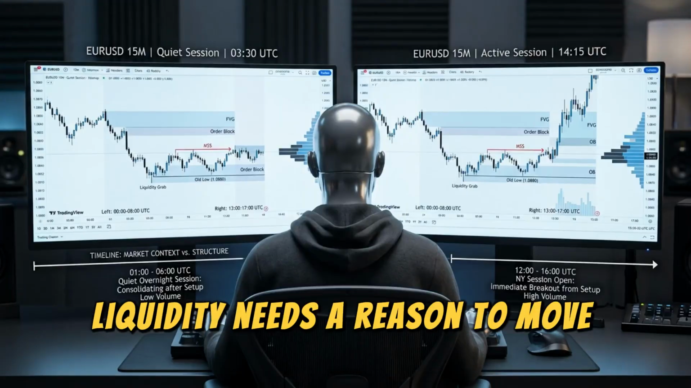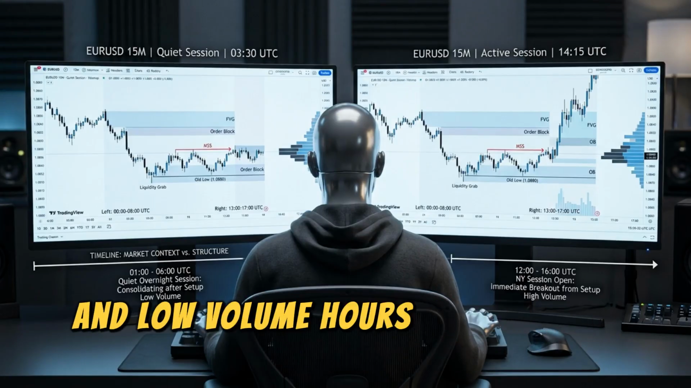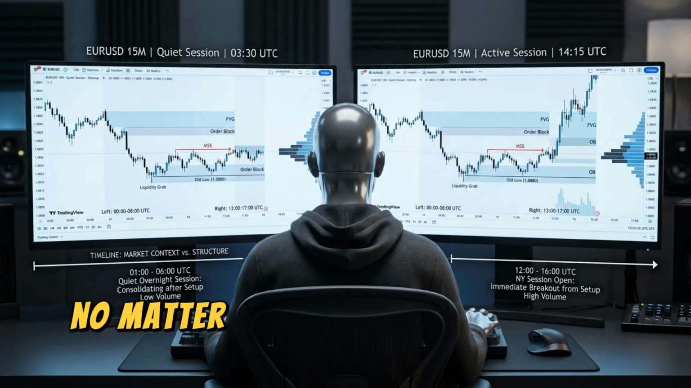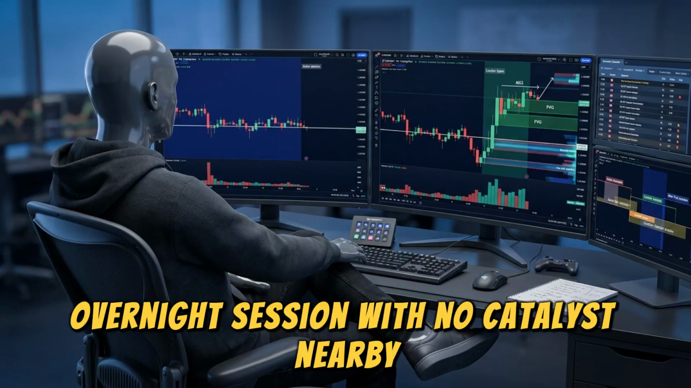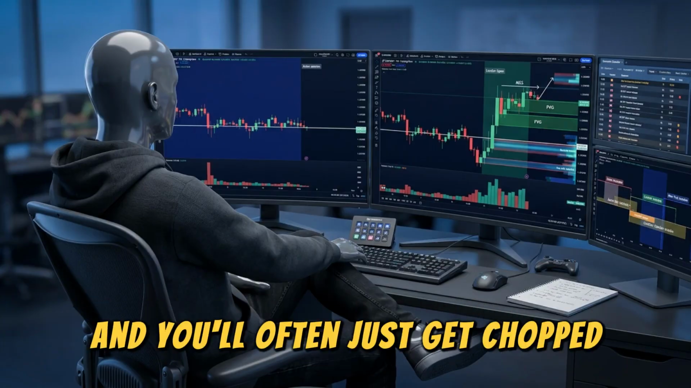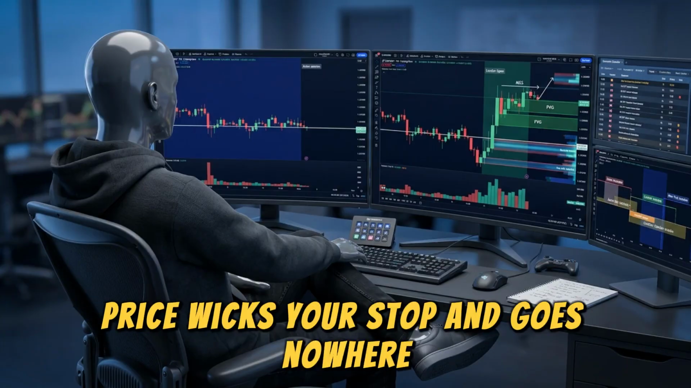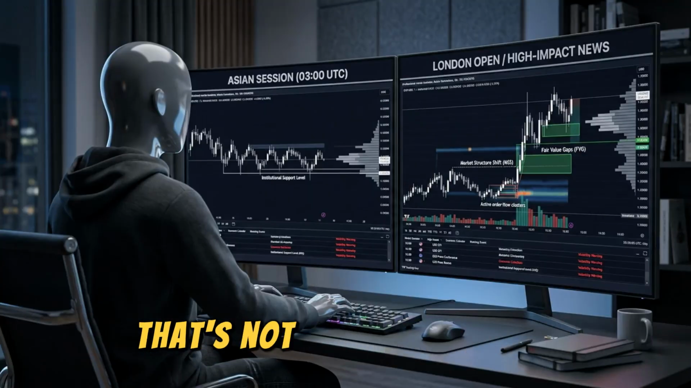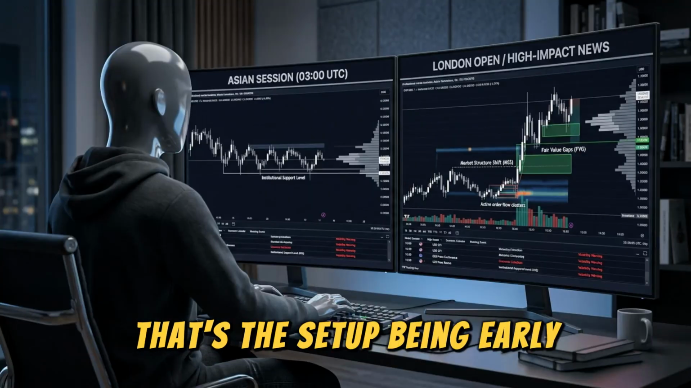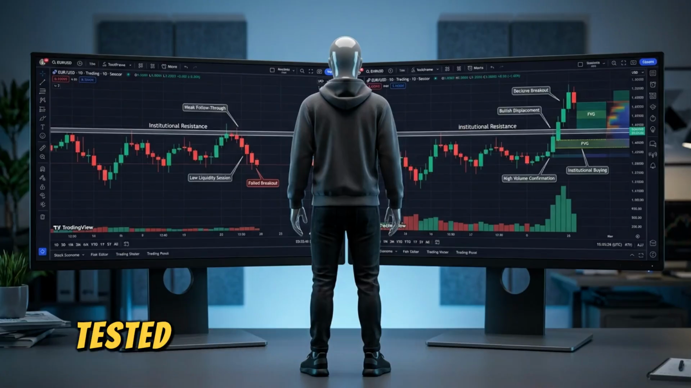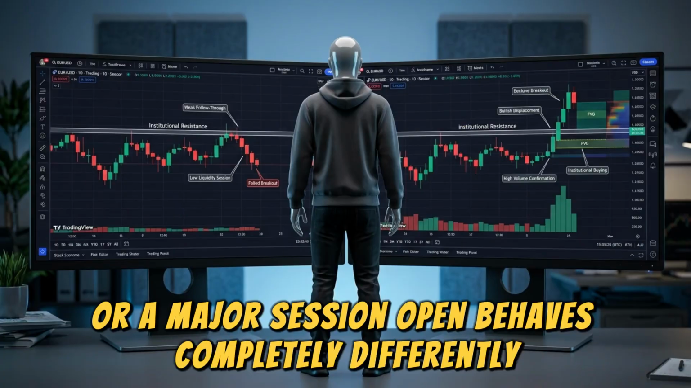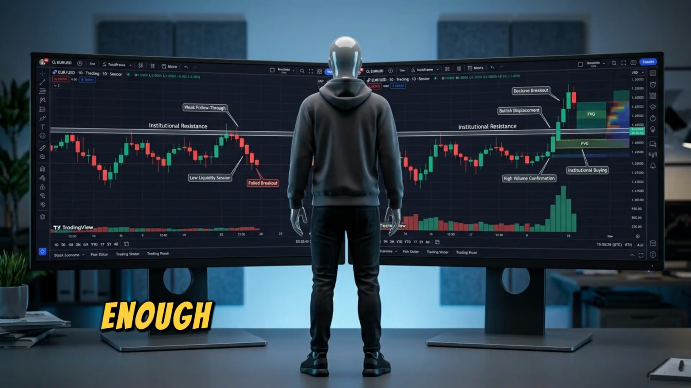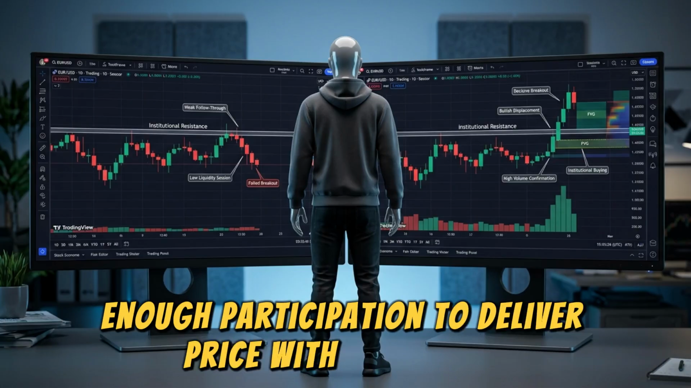Liquidity needs a reason to move with conviction, and low-volume hours simply don't provide one, no matter how clean your technical picture looks. Trade a perfect technical level during a dead overnight session with no catalyst nearby, and you'll often just get chopped. Price wicks your stop and goes nowhere meaningful for the next hour. That's not the setup failing, that's the setup being early. The same exact level, tested during a high-impact release or a major session open, behaves completely differently, because that's when there's actually enough participation to deliver price with conviction.